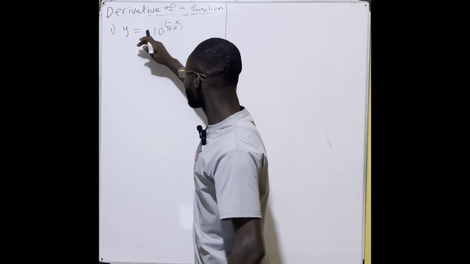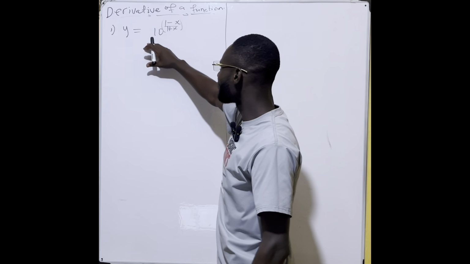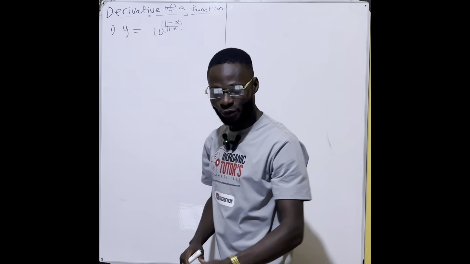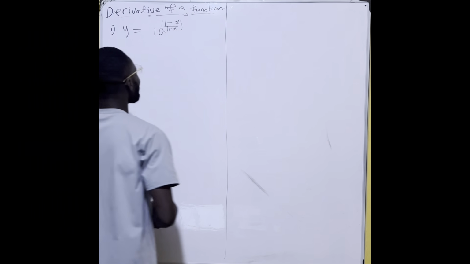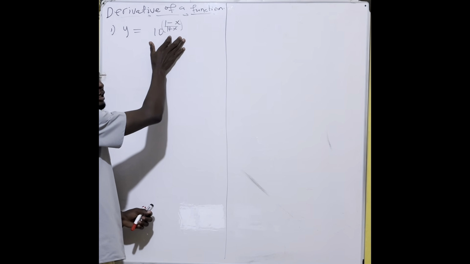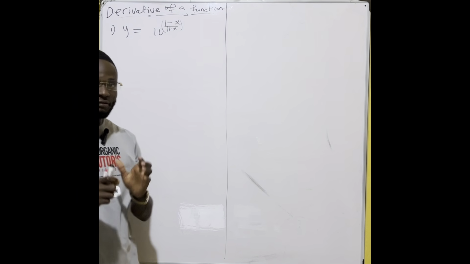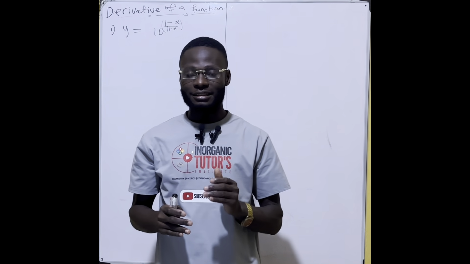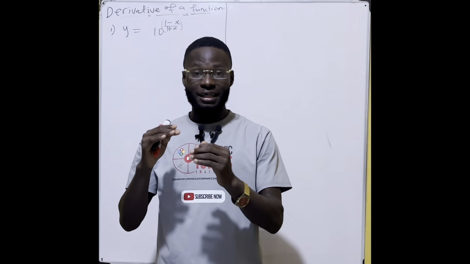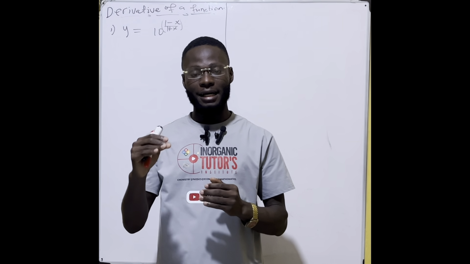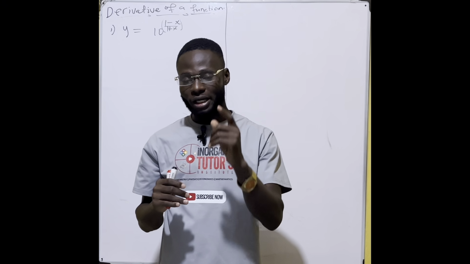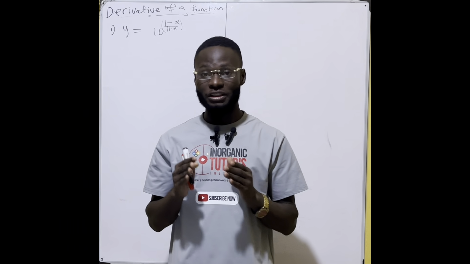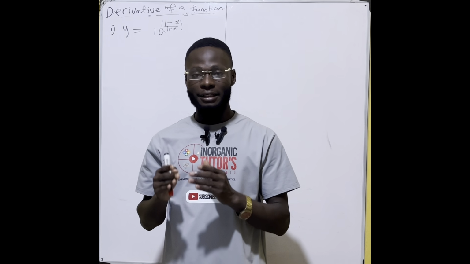Okay, so this is our first question, and we want to find the first derivative of this particular function, right? Here, we are going to use the quotient rule. Let me give you some clues before we begin. The quotient rule is what you apply when you have two functions that are dividing. And the product rule is what you apply when you have two functions that are multiplying.